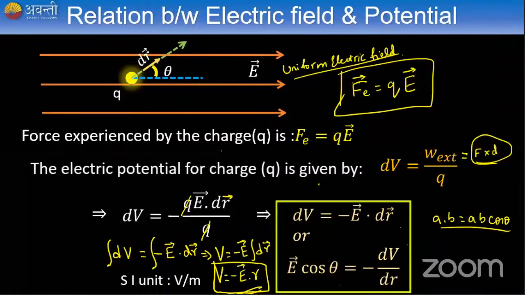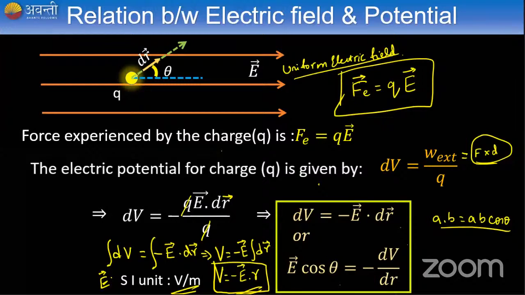So the electric field can also be written as E equals dV by dr, and its derived SI unit can be volts per meter. Hope you got the derivation, guys. Click yes if you have got the derivation. So we derived a relation between electric potential and electric field. Thanks for the confirmation, guys.